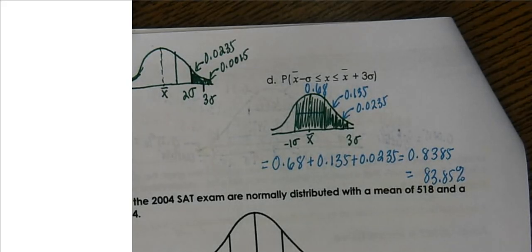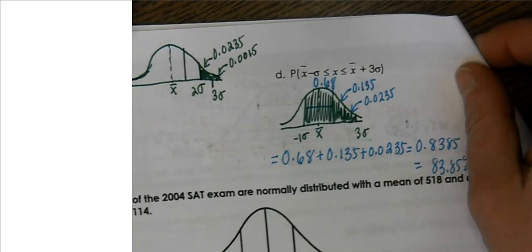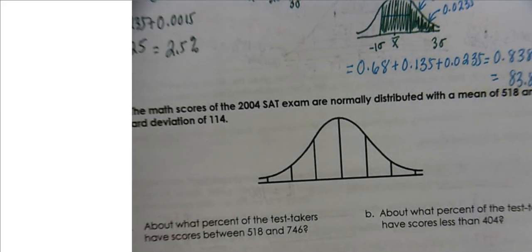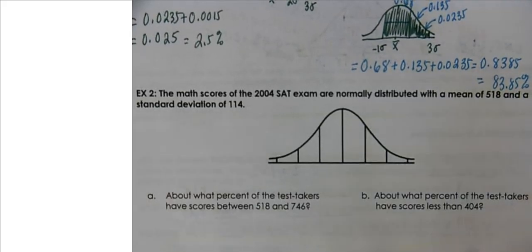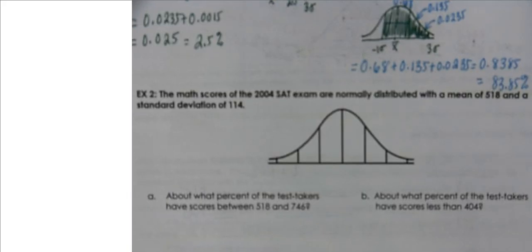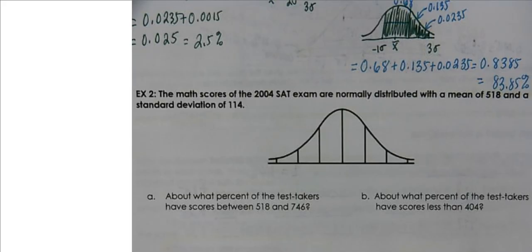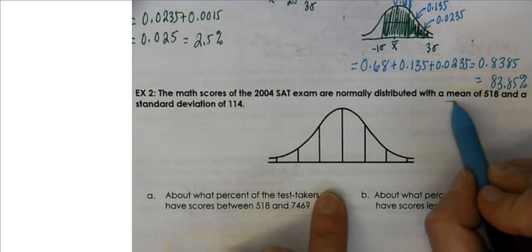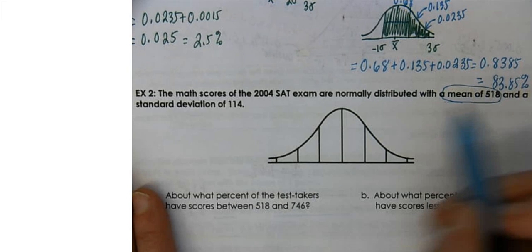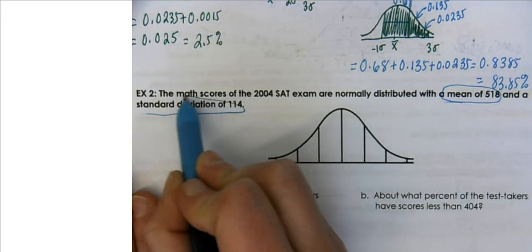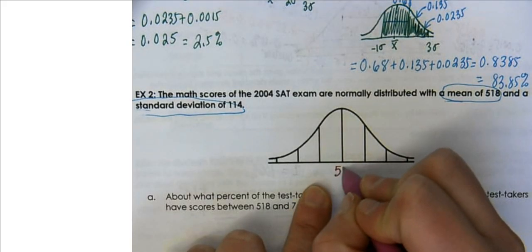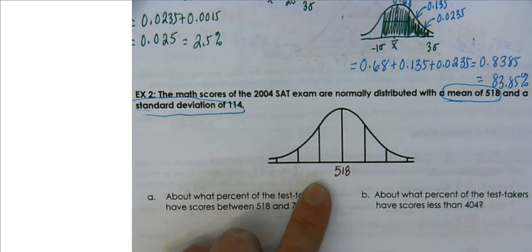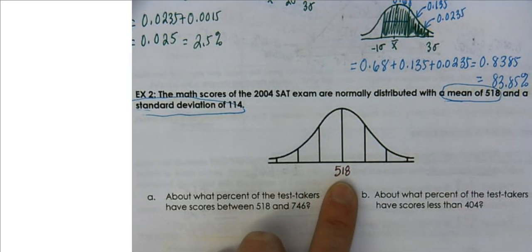All right, let's go ahead and look at example number 2. And we are now kind of bringing in some context of how this would be used. So in example number 2, it says the math scores of the 2004 SAT are normally distributed with a mean of 518 and a standard deviation of 114. So what we're going to do is I'm going to mark up that this X bar is where 518 is. And what I want to do is figure out what is one standard deviation above the mean.